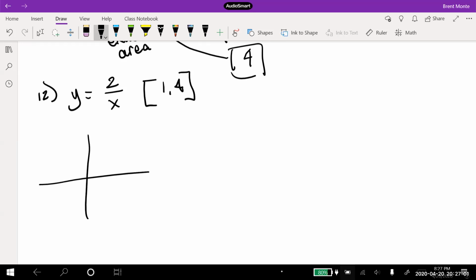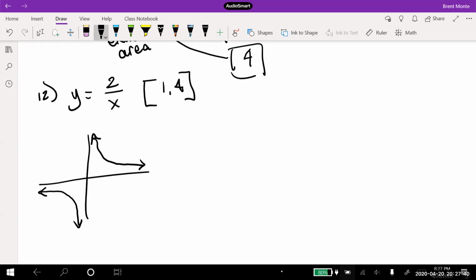The picture looks like this. It's a 1 over x graph. Actually, it's 2 over x, but well, that's not quite as nice as I'd hoped. So it's something like this. It's got a horizontal asymptote at the x-axis and a vertical asymptote at the y-axis, because if x is 0, 2 over x is undefined. So x equals 0, which is the y-axis, is a vertical asymptote.